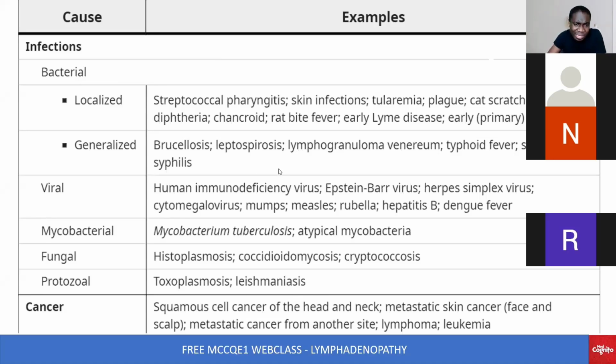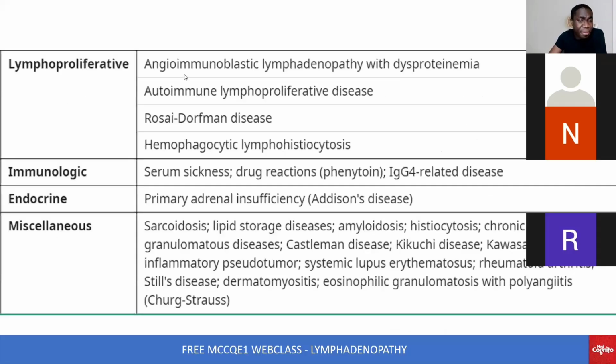When you get to this slide, please take your time, pick a paper, try to draw a schematic diagram: bacterial causes, viral causes, mycobacterial causes, fungal causes, protozoal causes. Even with the bacterial causes, what are the localized ones? What are the generalized ones? Try to generate questions out of this slide alone, so that no case in the differentials or the pathologic differentials of lymphadenopathy can beat you. That is how I want us to train ourselves when we are preparing for the exam.